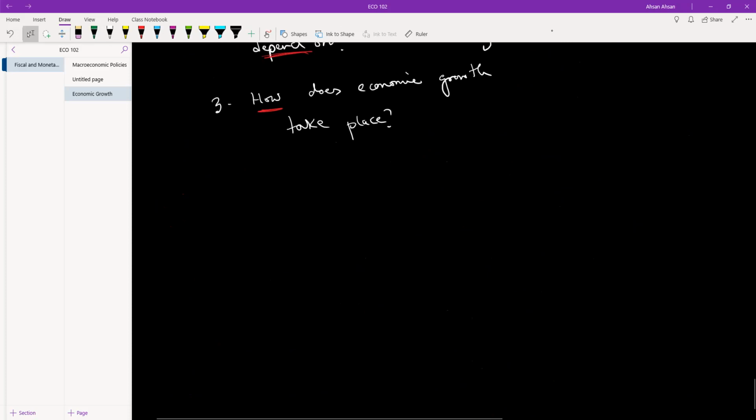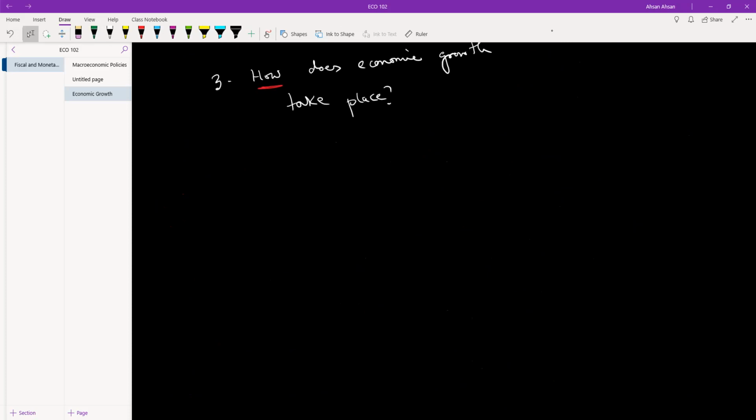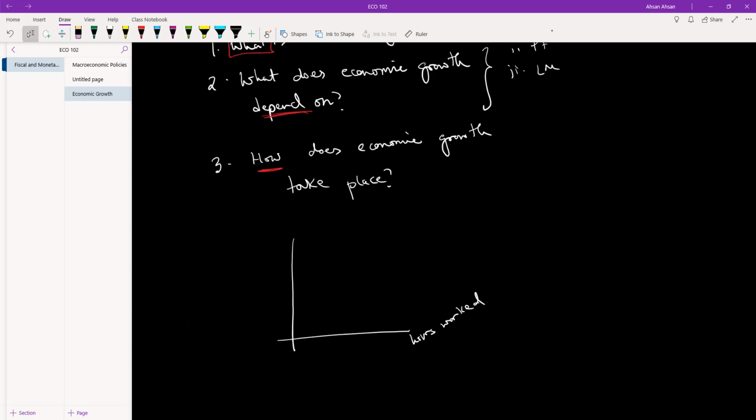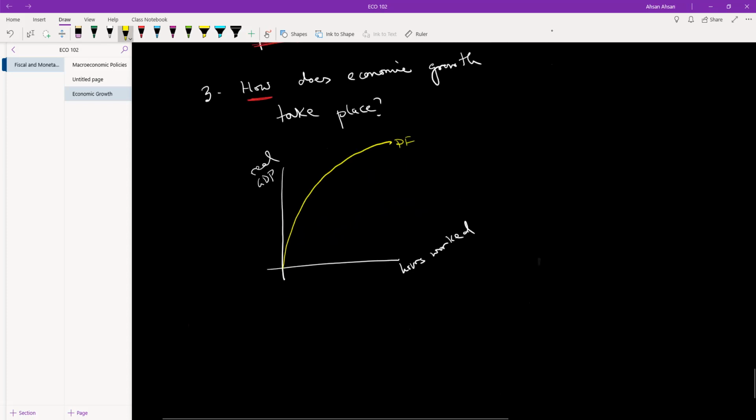Okay, this is interesting. So let's start with the production function. So we have hours worked here, and we have output, real output, or let's say real GDP. And this is what we get. This is our production function.